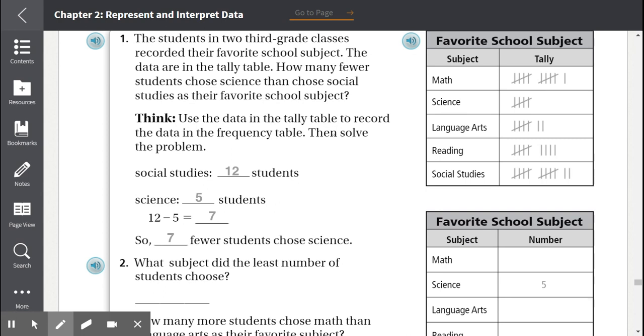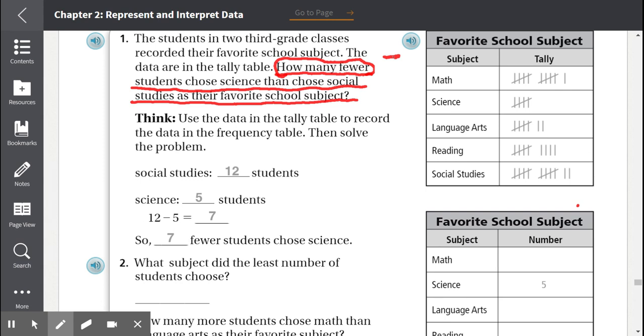Then solve the problem. So we're going to start by circling any important words we have, and we're going to underline the question because the question tells us what to do. So the question says how many fewer students chose science than chose social studies as their favorite school subject. We're going to circle how many fewer. How many fewer lets us know that we are going to subtract. So when we see the words how many fewer, we know we're subtracting.